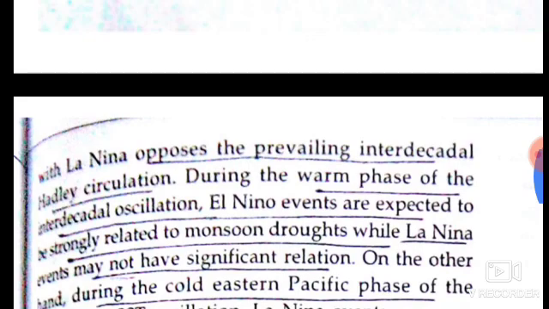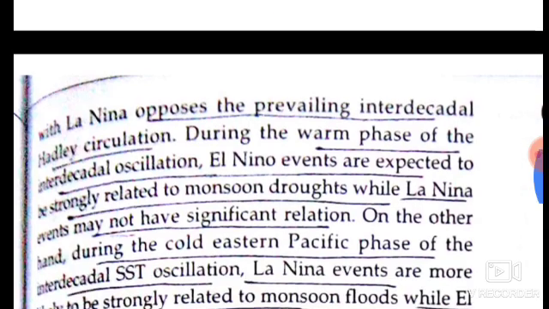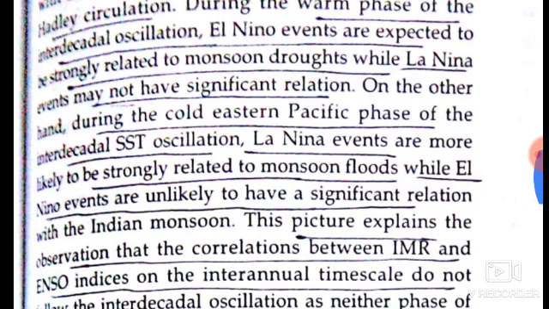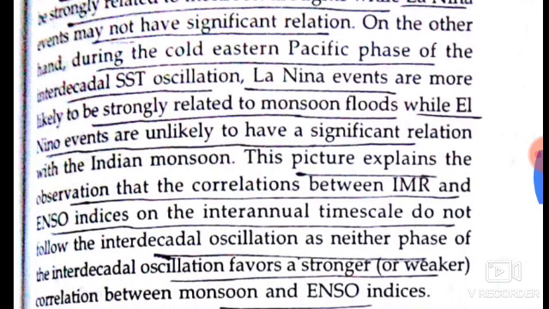La Nina opposes the prevailing interdecadal Hadley circulation during the warm phase of the interdecadal oscillation. El Nino events are expected to be strongly related to monsoon droughts, while La Nina events may not have a significant relation. On the other hand, during the cold eastern Pacific phase of the interdecadal oscillation, La Nina events are more likely to be strongly related to monsoon floods, while El Nino events are unlikely to have a significant relation with the Indian monsoon.